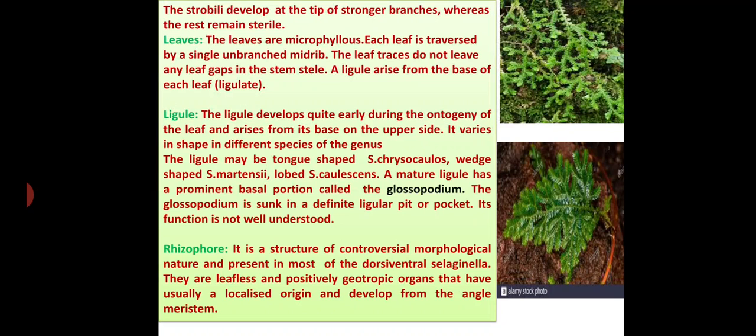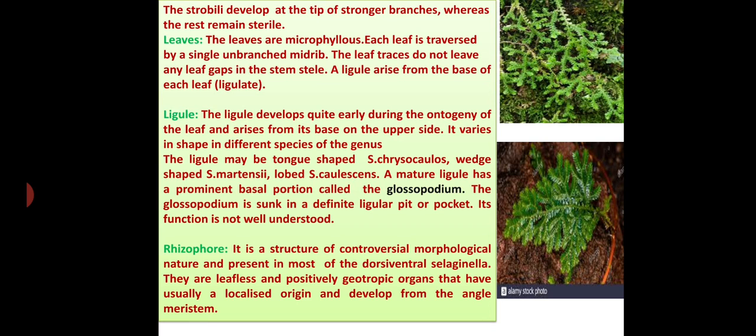Then we discuss the ligule. A ligule develops quite early during the ontogeny of the leaf and arises from the base of the upper side. It varies in shape in different species of the genus. The ligule may be tongue-shaped, wide-shaped, and wide-shaped in Selaginella martensii and lobed in Selaginella caulescens. A mature ligule has a prominent basal portion called the glossopodium. The glossopodium is sunk in a definite ligular pit.